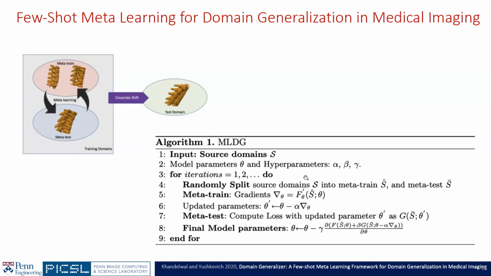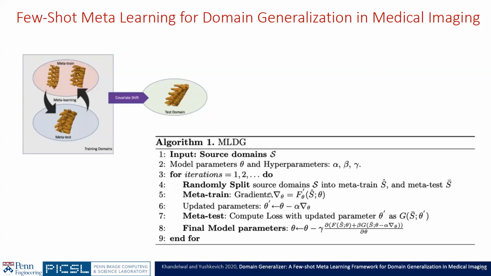At every step, you have the source domains. You randomly split them into something called meta-train, represented by S hat, and meta-test, represented by S bar, right? This meta-test is not the test domain; it is just one of these domains, just to be sure that you're not confused. So split the source domains into 2 categories, meta-train and meta-test. So let's say these 2 go into my meta-train and one of them goes into my meta-test, right?